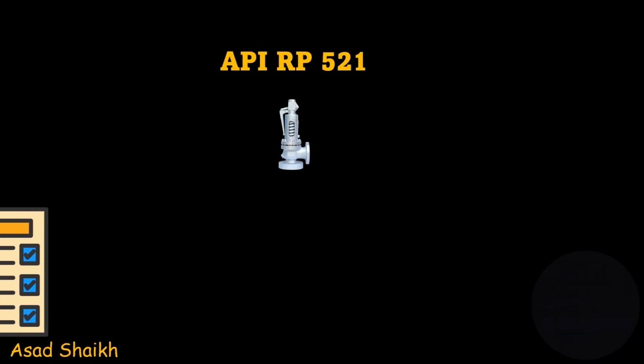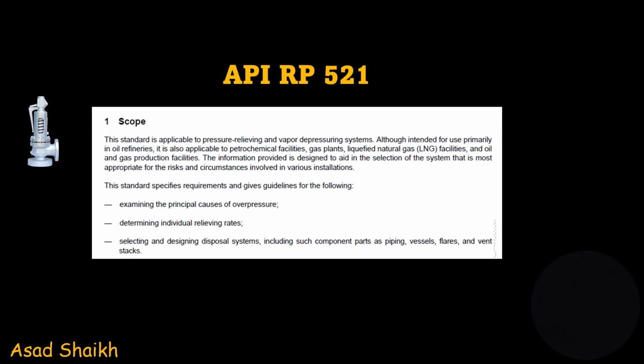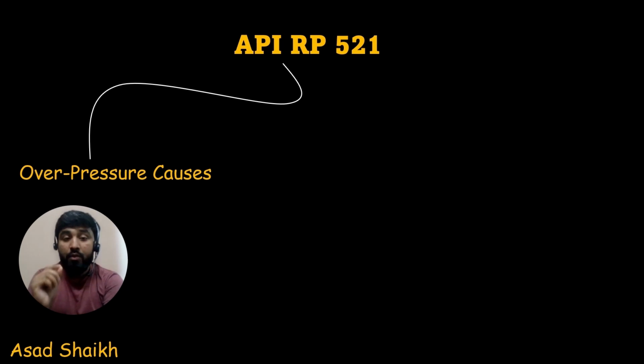will look into. API 521 consists of three important parameters. The first thing is to examine the cause of overpressure, then determining the individual relieving rates, and finally what is going to be the disposal system. In API RP 521, first let us understand the overpressure causes. For that, let's take an example.